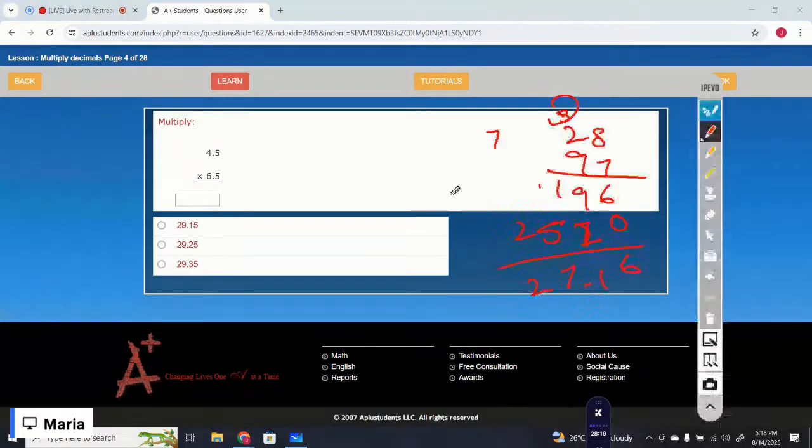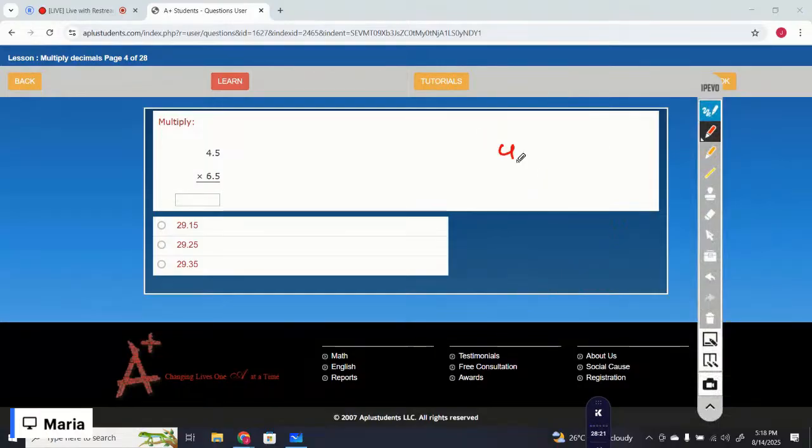For 4.5 times 6.5, that is 45 times 65. 5 times 5 is 25. Write 5 and carry 2. 5 times 4 is 20 and 2 is 22.